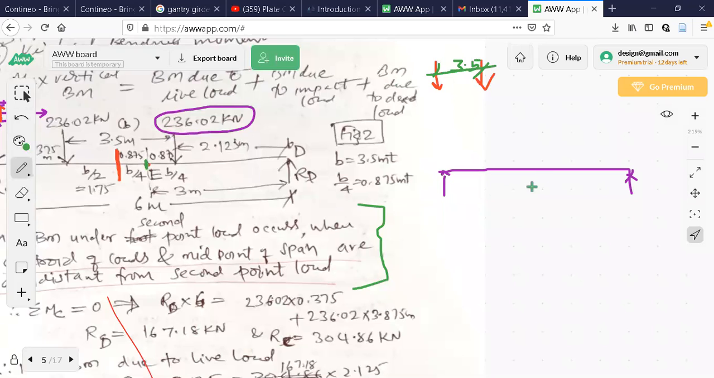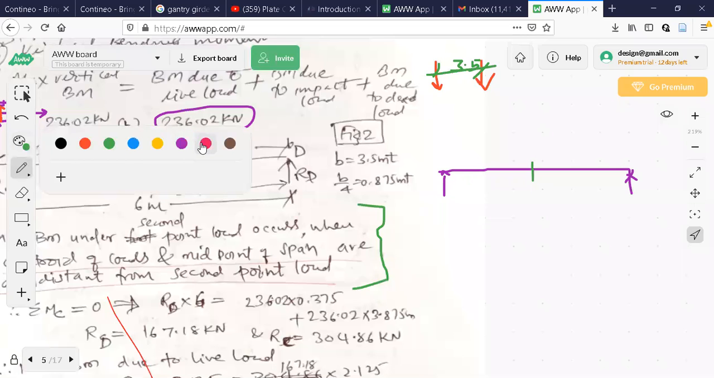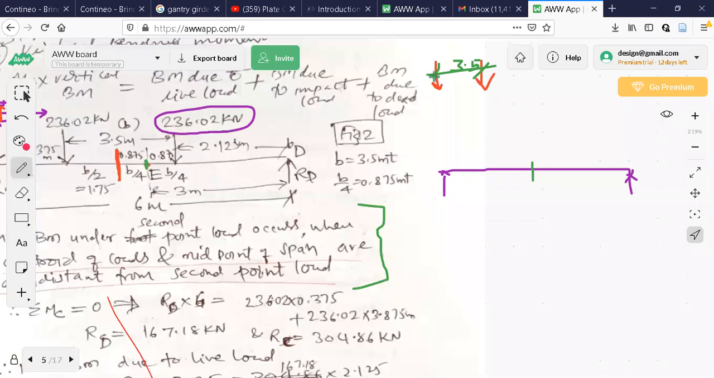Now what I will do, I'll mark the midpoint like this. I'm going to place, see this one. As a beginner, what I'm doing, I'll tell you. I'm going to place 2-point loads. These are the 2-point loads. Distance between them is fixed. I'll place the front load, front one, here. I'm going to place it here.